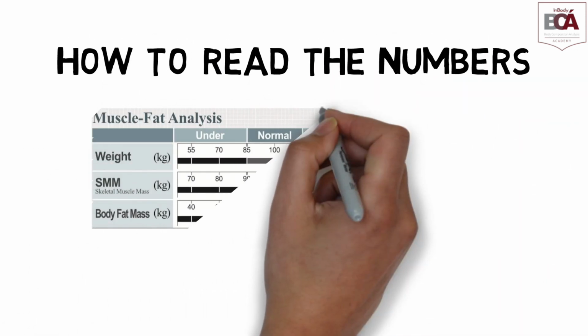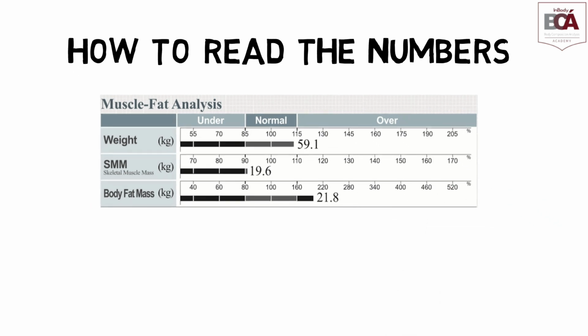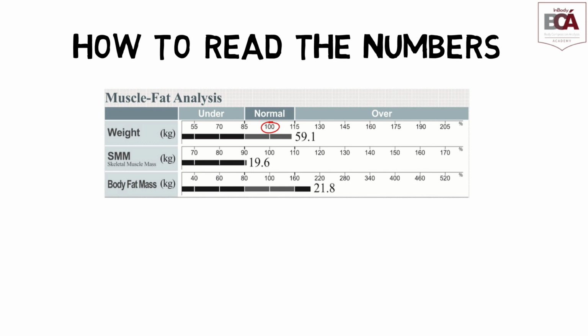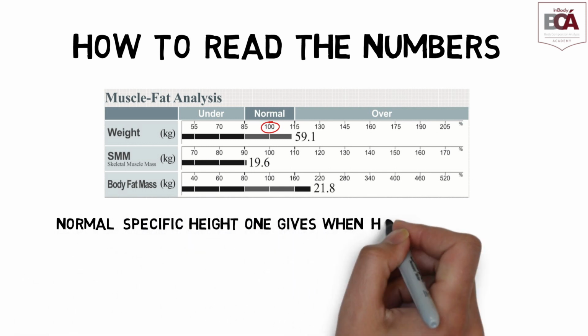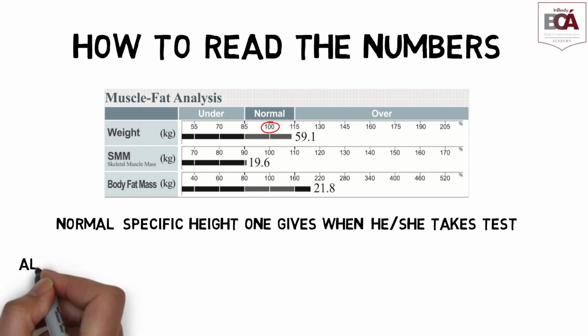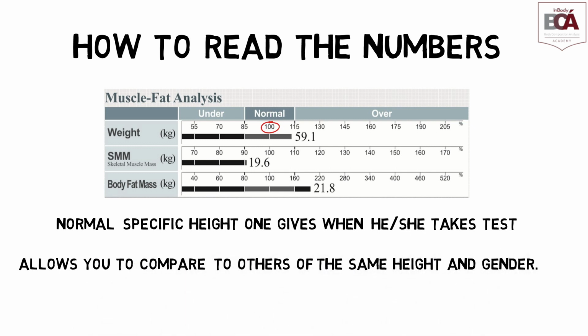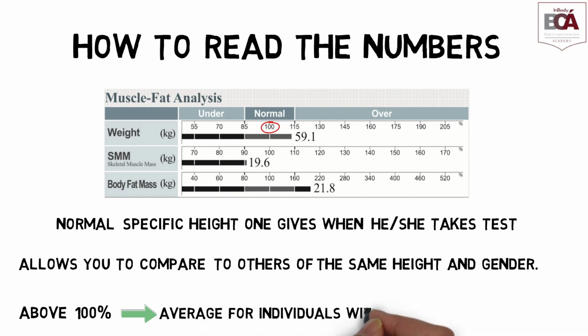The 100% mark as well as all the percentage marks are all based on what is considered normal for an individual of specific height one gives when he or she takes the test. The markings above the bar graph allow you to compare your client to others of the same height and gender. While the healthy range varies as shown above, 100% designates the average for individuals with the same height and gender.